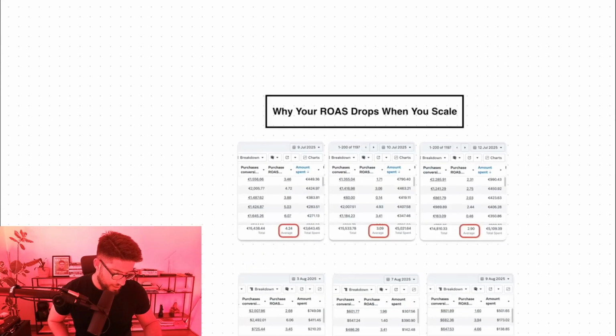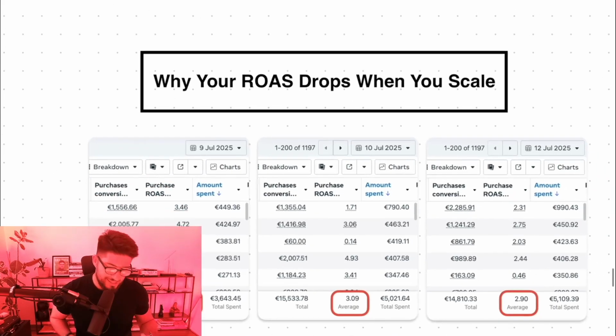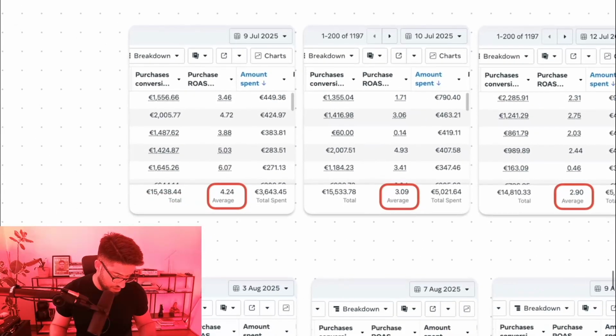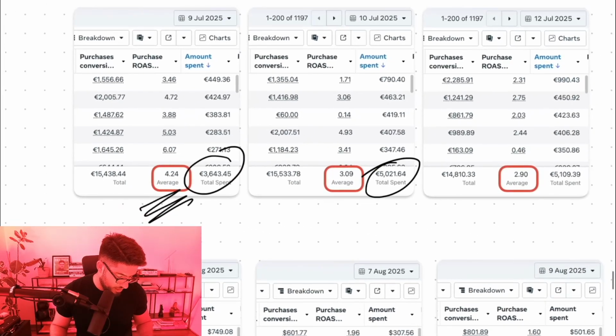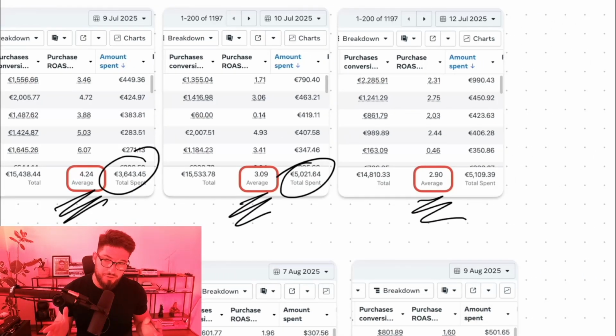So, why your ROAS drops when you scale your Facebook ads. This happens every time and this happens to everybody. As you can see in this case, we're spending 3.6K, the ROAS is good. And the moment we get to 5K, it drops to 3. It drops to 2.9 and here we start having problems.